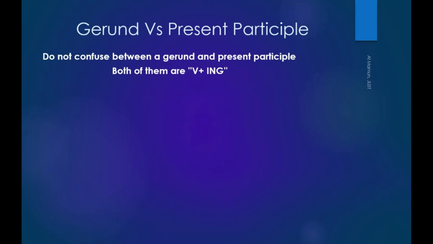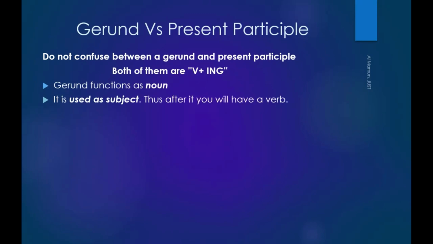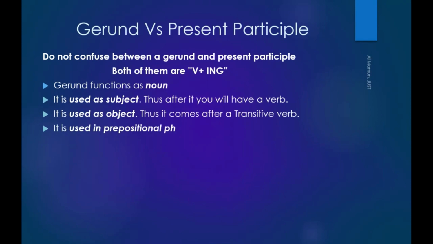So do not confuse between a gerund and a present participle, as both of them are verb plus ing form, but gerund functions as noun. Gerund is used as subject, thus after it, that is after the gerund, you will have a verb. A gerund is used as an object, that is, it comes after a transitive verb. A gerund can be used in prepositional phrase, so thus it can come after a preposition.